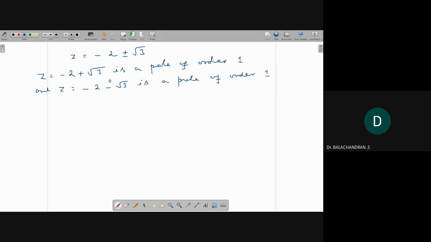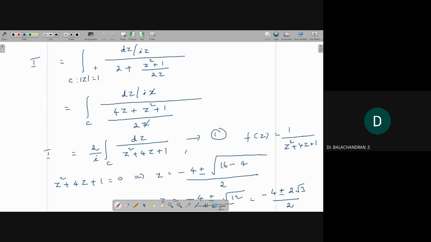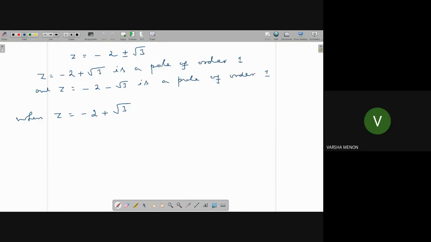Now out of these two, which one lies inside mod z equal to 1? One lies inside and the other lies outside; by observation you can tell. Someone asks: is C always mod z equal to 1 only? Yes, for this type of problem, mod z equal to 1 is the contour. So here, the modulus of z is nothing but 1.